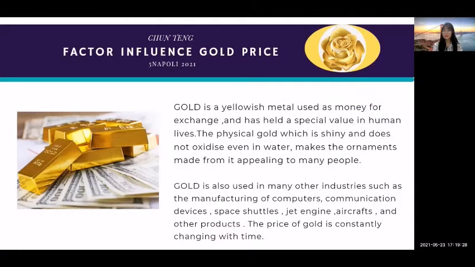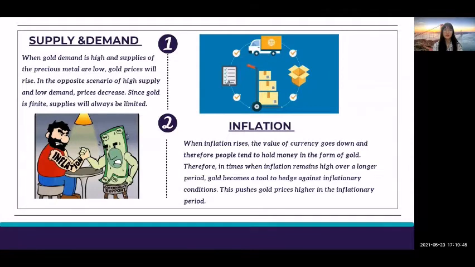So second, I will explain what are the factors that influence the gold price. Why is the price of gold constantly changing with time? The first is supply and demand. When the gold demand is high and supplies of the precious metal are low, the gold prices will rise. And in the opposite scenario of high supply and low demand, prices will decrease. Since gold is finite, supply is always limited.